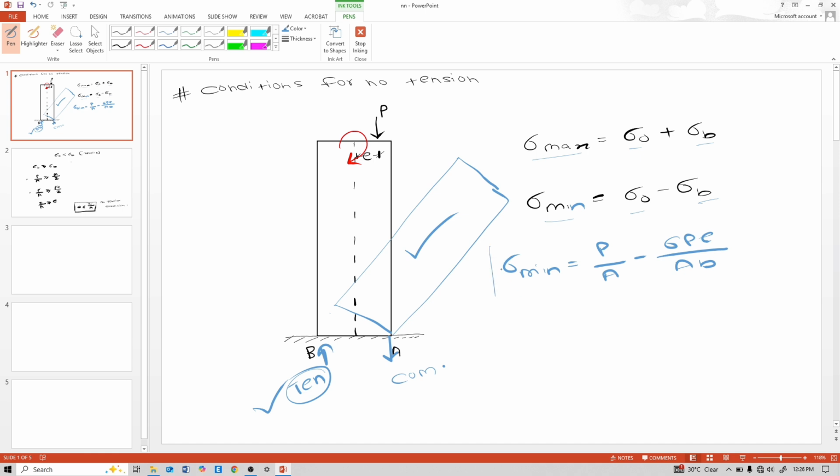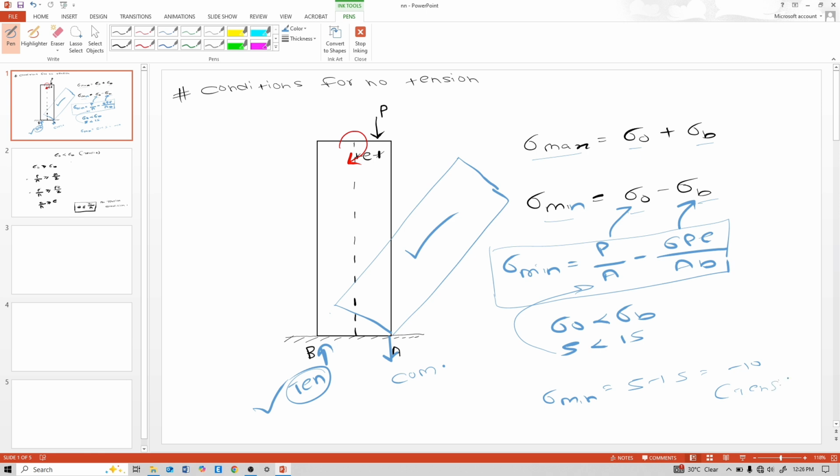So from this, what is understandable is, see, this is sigma 0, this is sigma B. If sigma 0 is less than sigma B, say sigma 0 is 5 and sigma B is 15, what will happen? Put this in that equation. So sigma minimum is equal to 5 minus 15, that means it is minus 10. Minus means tensile nature. So that's why it all happens.